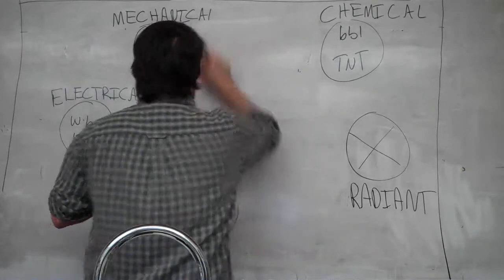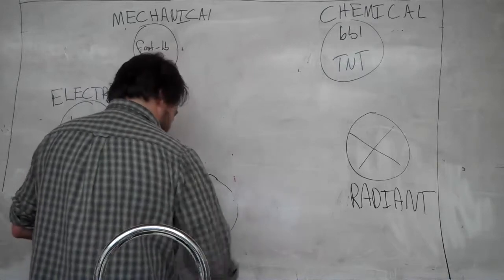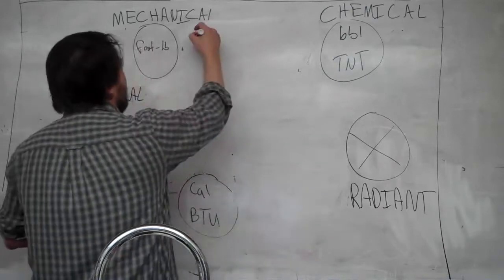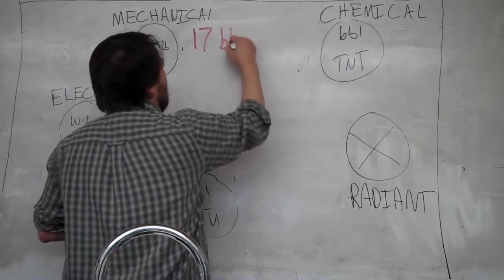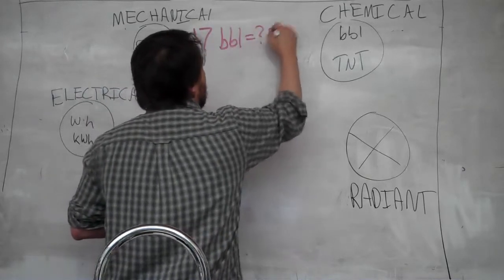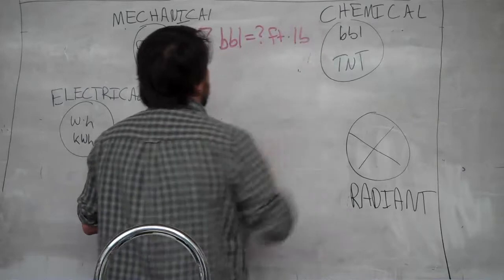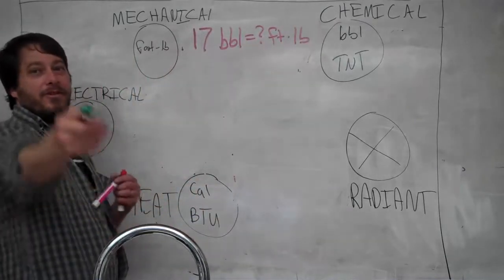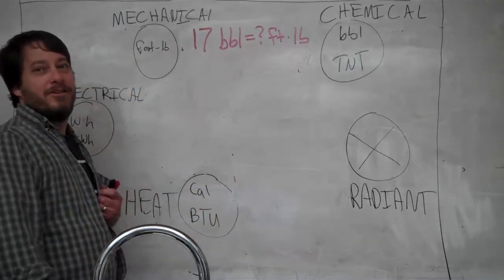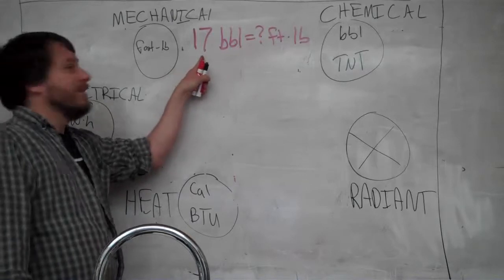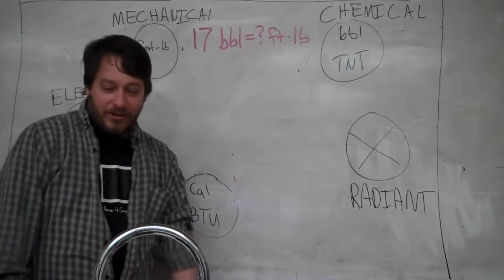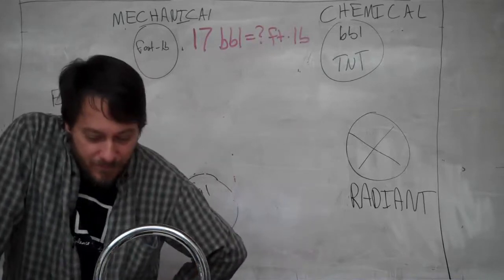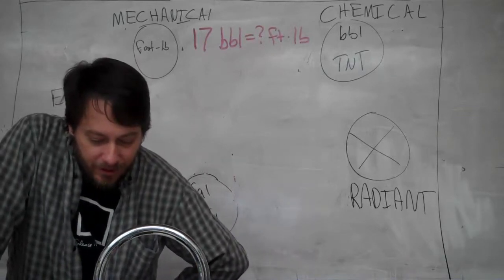Alright, 17 BBL. Can we see that? Does that show up on the screen at all? Can you read it? Okay. 17 barrels of oil equals how many foot-pounds? So let's see what I've got here.